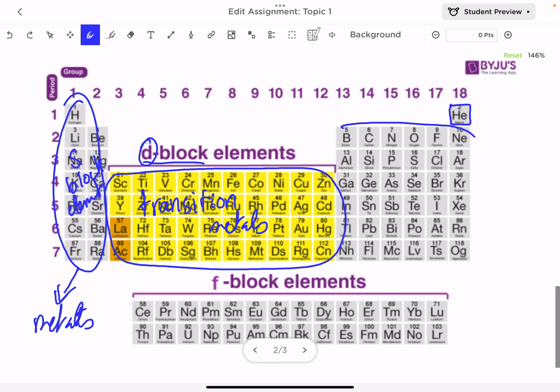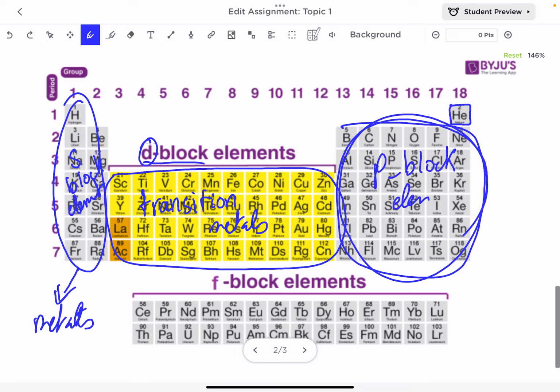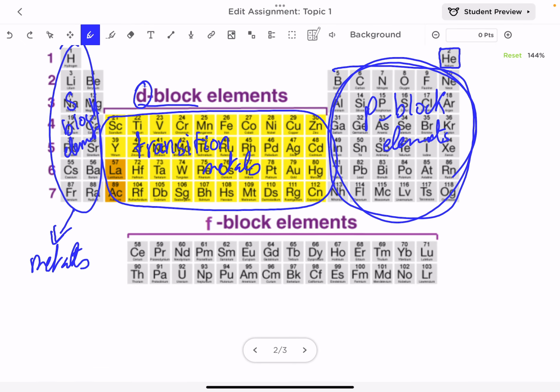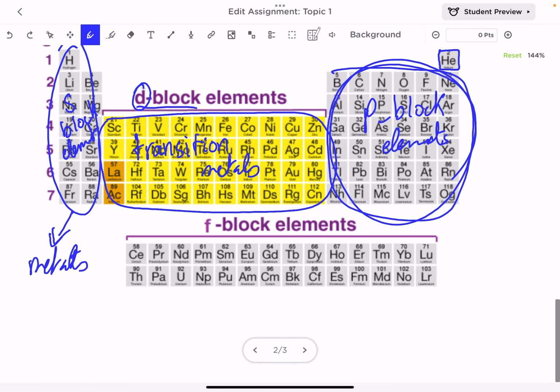Now, all the elements over here are the p block elements. So when we write their configuration, we stop at p. And the p block elements include metals, nonmetals, and metalloids.